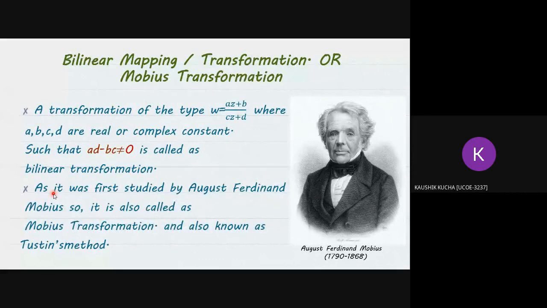Bilinear transformation is a special case of conformal mapping called Mobius transformation, used to convert the transfer function of a linear time invariant filter in the continuous domain to a transfer function of a linear shift invariant filter in discrete time. As it was first studied by August Ferdinand Mobius, it is called Mobius transformation, which is also known as Tustin's method. Next slide.